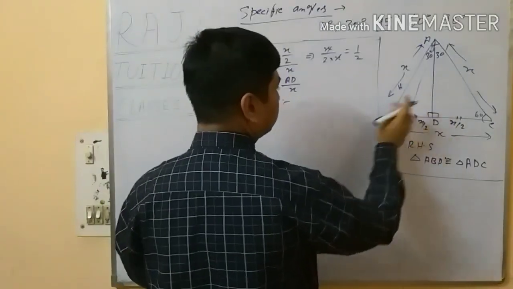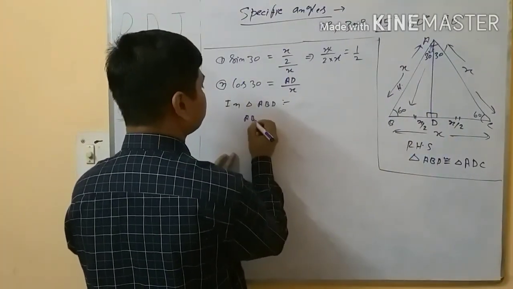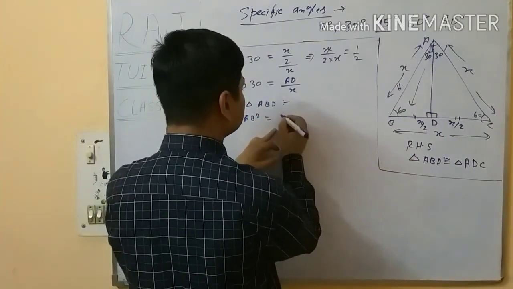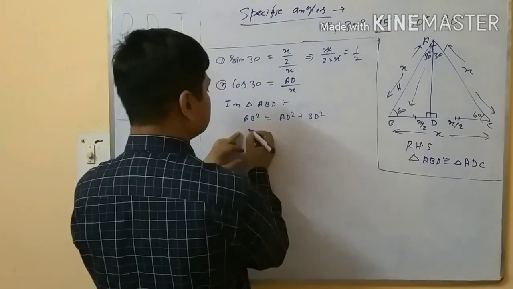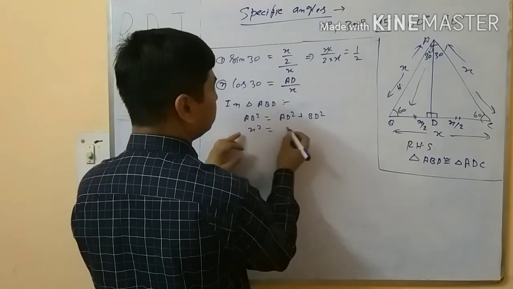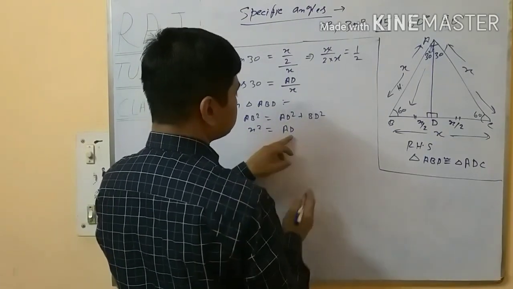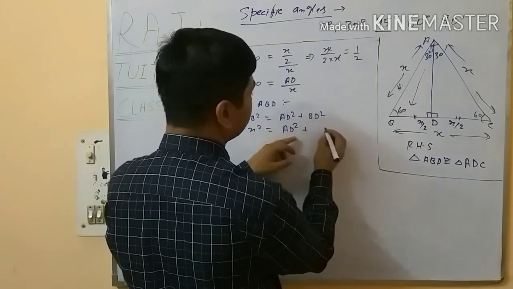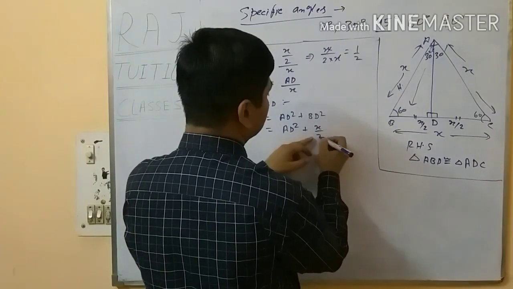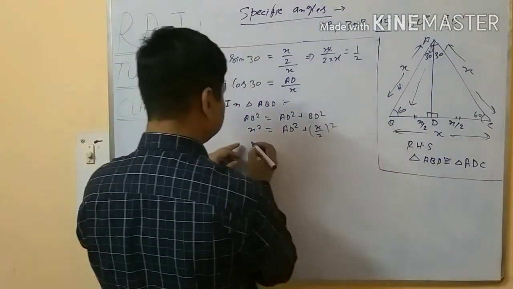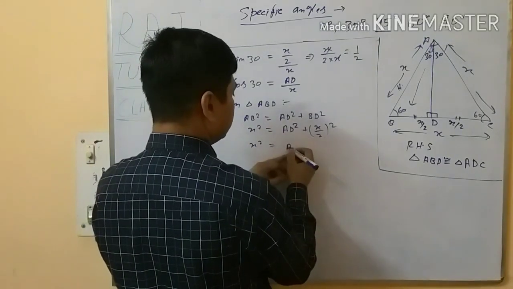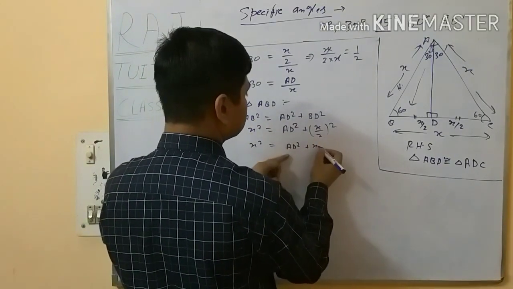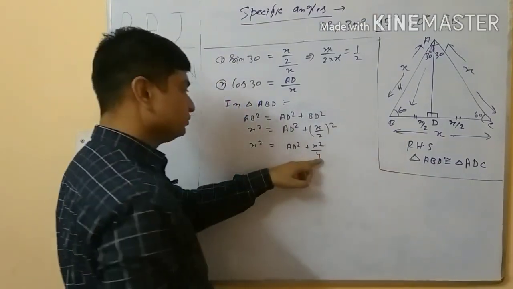In triangle ABD, the square of AB will equal the square of AD plus the square of BD. So x square equals AD square, just take it as AD as we don't have the value of it, plus x upon 2 square. X square equals AD square plus x square over 4.